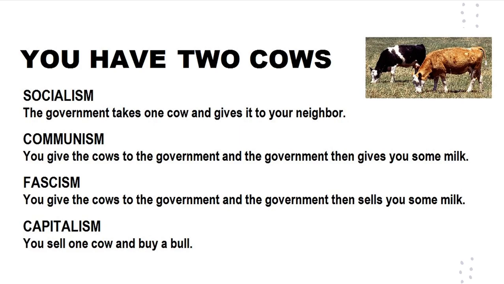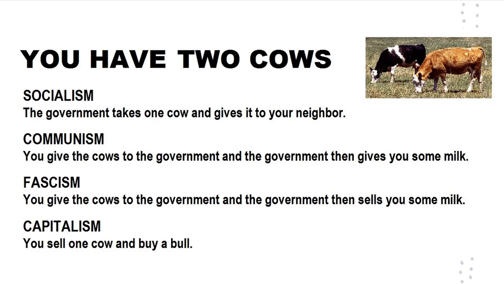Socialism means that the government might take one cow and give it to your neighbour. Communism means, all right, well, we'll give the cows to the government and then we'll trust the government to give you the milk from the cows so we can share it all. Fascism, which was made famous by Mussolini in Italy and then also Adolf Hitler in Germany: you give the cows to the government and the government decides to sell you some milk.